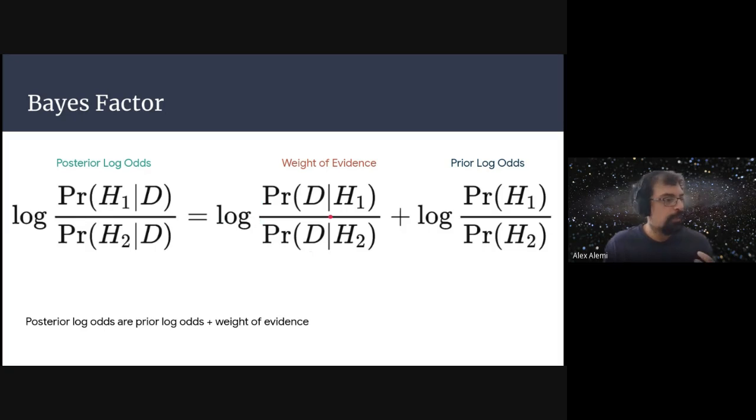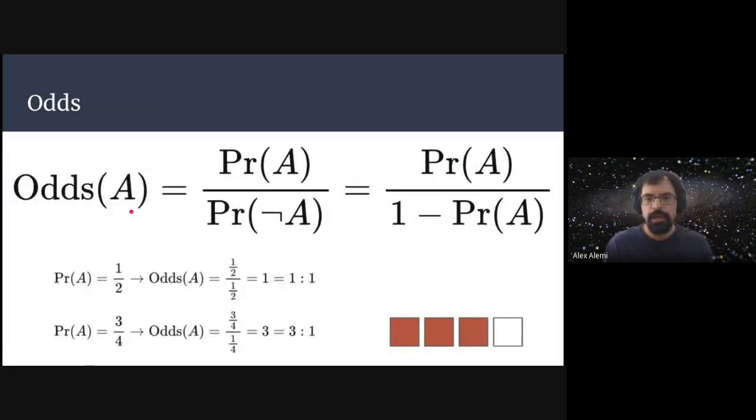Weight of evidence is the log ratio of the probabilities of data under two hypotheses. And it is the thing that you additively add to your prior log odds to get your posterior log odds. If you don't know what odds are, those are like betting odds, right? Like you go to the horse race, right? 3-to-1 against, 5-to-4, 20-to-1 odds, things like that.